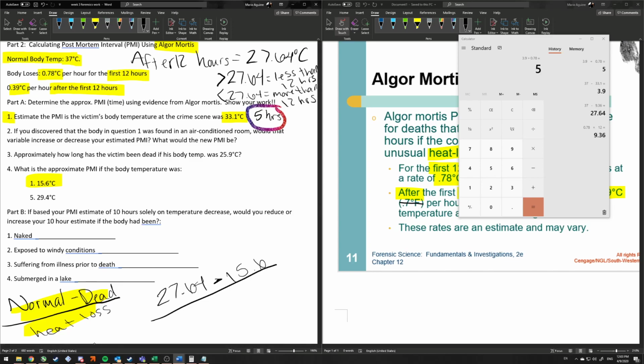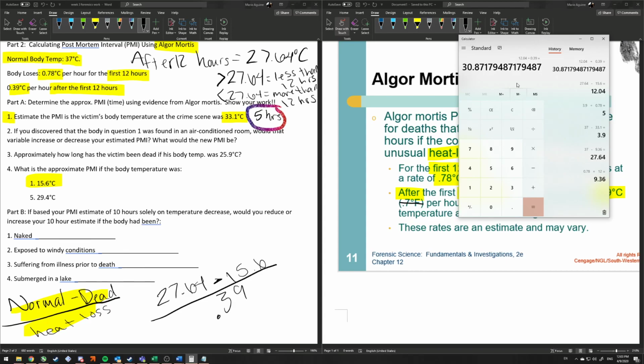Now, which heat loss am I going to use? This one or this one? Well, let's check, right? I know that 12 hours have already passed because I'm using 27.64. So am I going to use the first 12 hours, or after 12 hours? I'm going to use after 12 hours. 0.39 here. So we're going to go ahead and put that into the calculator. 27.64 minus 15.6 gives us 12.04 divided by 0.39. Boom, 30.8. Right, so a little bit over 30 hours.